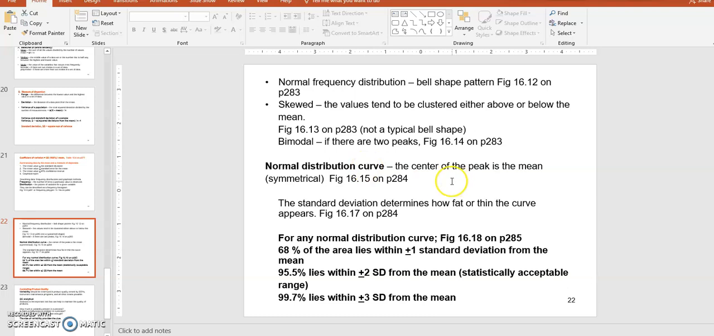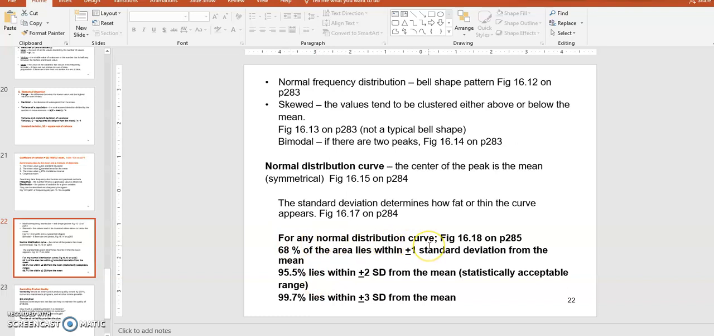In the normal distribution curve, the center of a peak is the mean, and then from the mean you will have a symmetrical distribution from there. Okay, so if everything is happening around the mean, that will be ideal. Okay, standard deviation determines how far or how fat or thin the curve appears from the peak, and then how your curve is close to the mean or far away from mean, right?